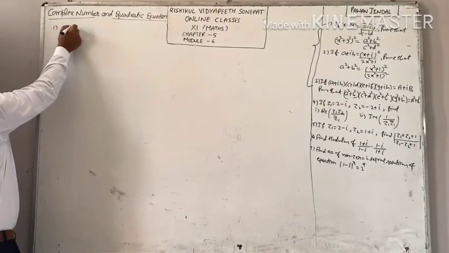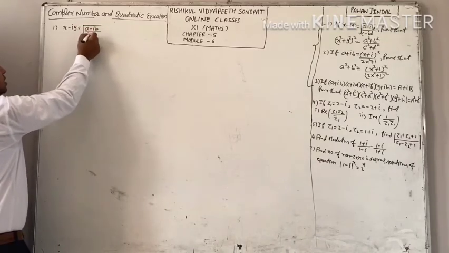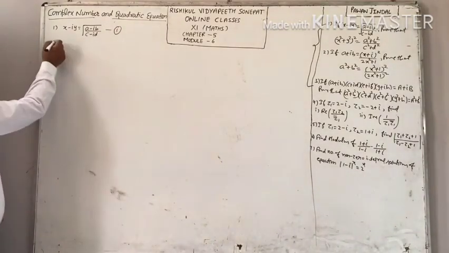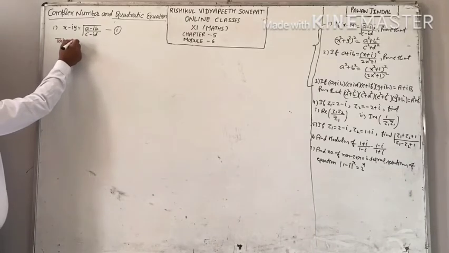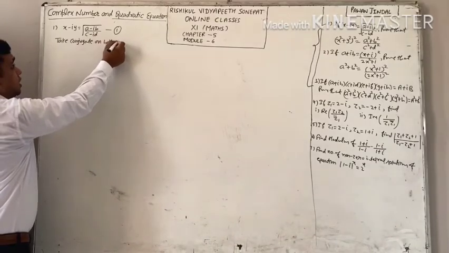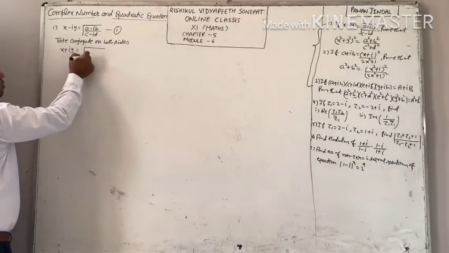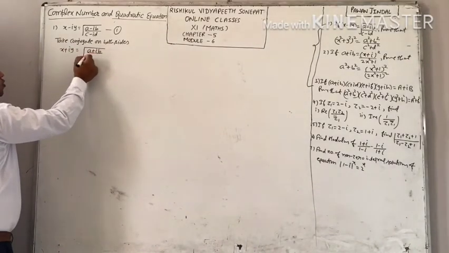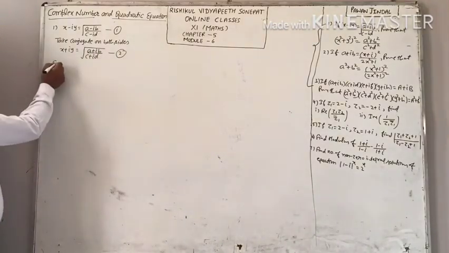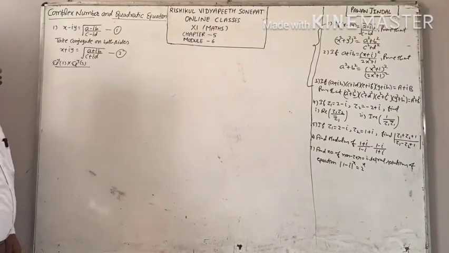Here, x minus iota y equals under the root of (a minus iota b) upon (c minus iota d). Say this is equation number 1. We will apply the method of conjugate. Take conjugate on both sides. When we take conjugate on both sides, we will get x plus iota y equals under the root of (a plus iota b) upon (c plus iota d). This is equation number 2. Multiplying both equations, you will get the answer. Equation 1 into equation 2.